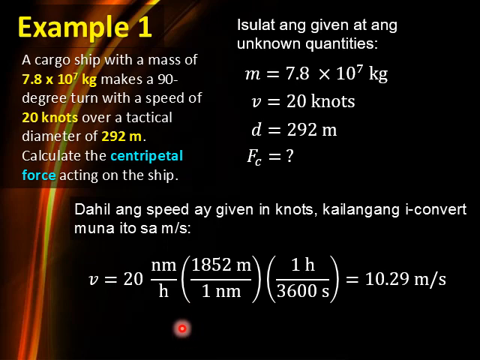Okay. So, we know that for 1 nautical mile, you have 1,852 meters and that for 1 hour, you have 3,600 seconds. So, pag ginamit natin to as conversion factor sa equation natin, okay, we will get the following. So, 20 times 1852 divided by 3,600. So, your final answer will be 10.29 meters per second. So, ito yung speed ng ating ship in meters per second.